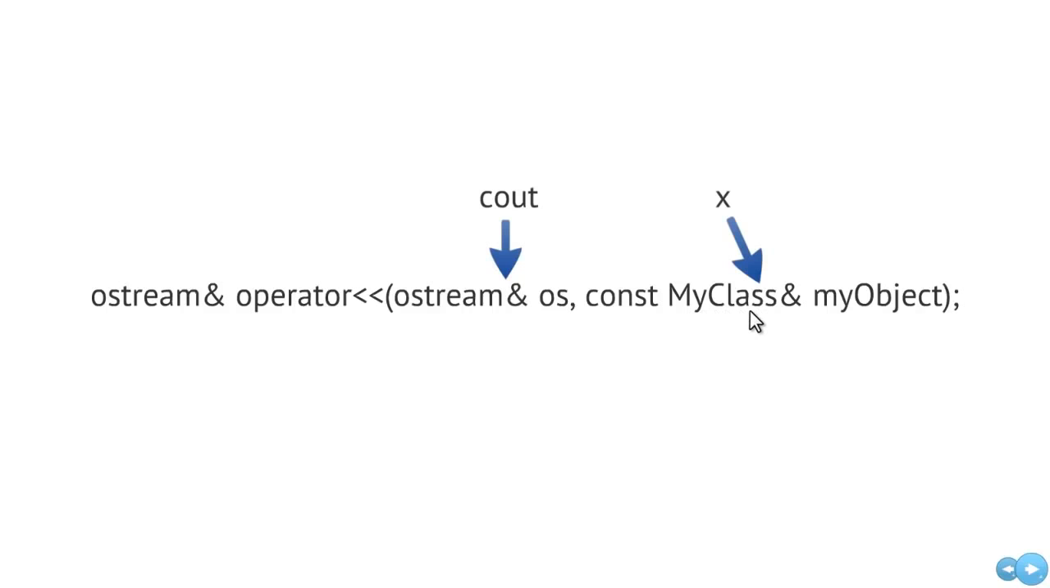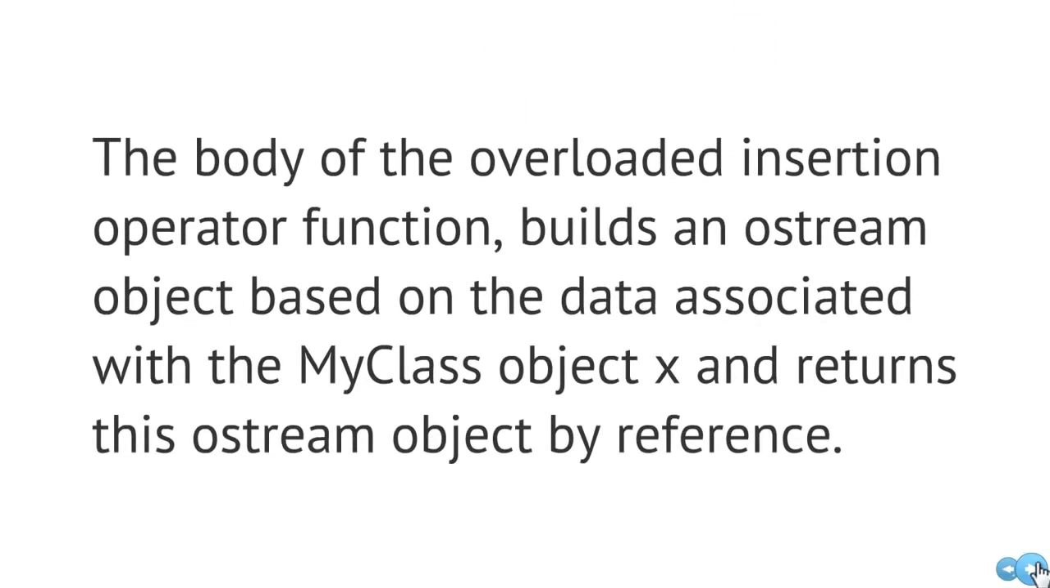In this particular case we're talking about a myClass object, and we would pass that in by constant reference since we wouldn't actually be manipulating the particular object. So let's take a look at what the body of the overloaded insertion operator would look like. Basically in the body we'll just be building up an OStream object based on the data associated with whatever we've passed in for our second parameter. So in our case we were talking about a myClass object X, and what would be returned by this function would just be a reference to an OStream object.